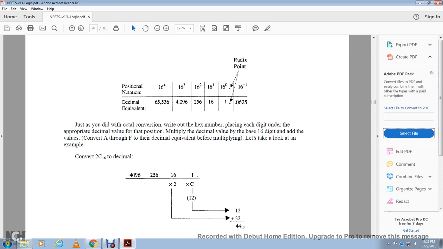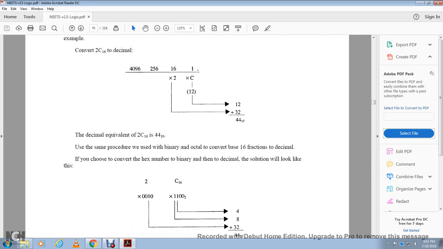Convert 2C base 16 to decimal. 16 times 2 is 32, and 1 times 12 is 12, for C is 12. That gives you 44 in decimal. Our decimal equivalent of 2C base 16 is 44 in decimal, or base 10.